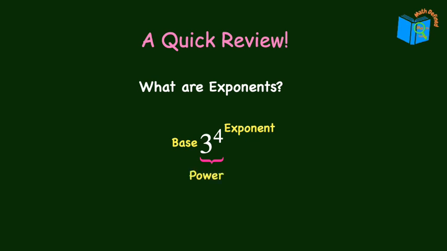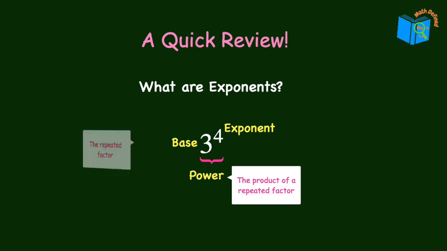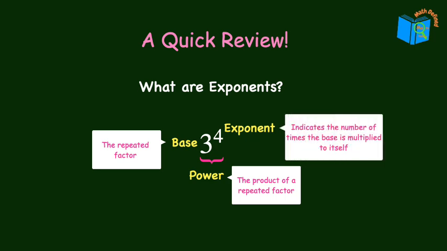But what do all these words mean? A power is the product of a repeated factor. The base is the repeated factor, and the exponent indicates the number of times the factor, or the base, is repeatedly multiplied to itself.